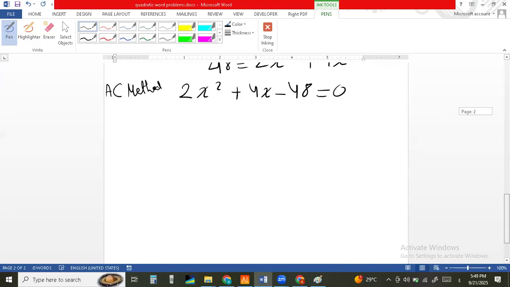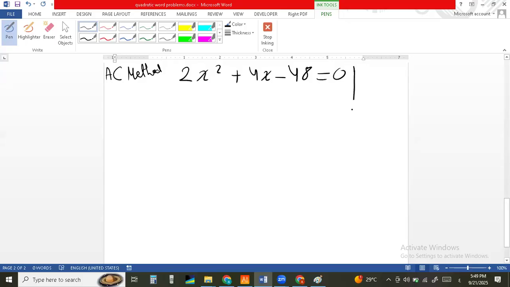It's going to give us negative 96. Here I need two numbers that when I multiply them, they give me negative 96. When I add them, they give me positive 4. Keep thinking, use the times tables. You're going to find the following.